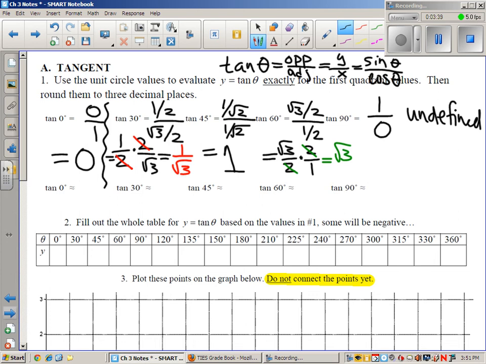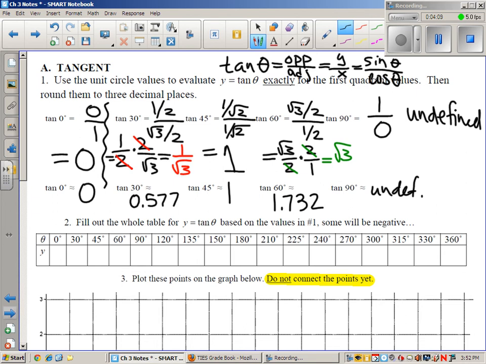It's just mathematically impossible. So to approximate these, I know 0 is 0, and 1 is 1. This is undefined. These other ones, the 1 over root 3 and the root 3, we have to evaluate in our calculators. The first is going to be between 0 and 1; it's 0.577. Root 3 is 1.732. So we'll use those numbers when we start plotting the points.